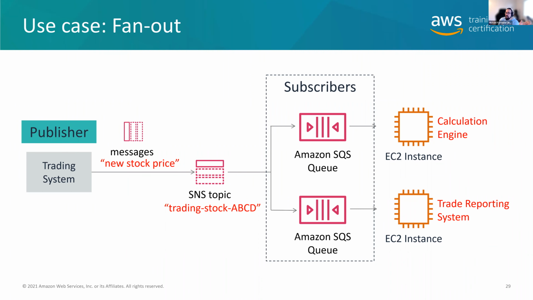But once it's submitted to the queue, on the back end, I've got containers or a Lambda function or EC2, which is actually doing processing of what's in the queue. And it's either doing a trade reporting system or a calculation engine.